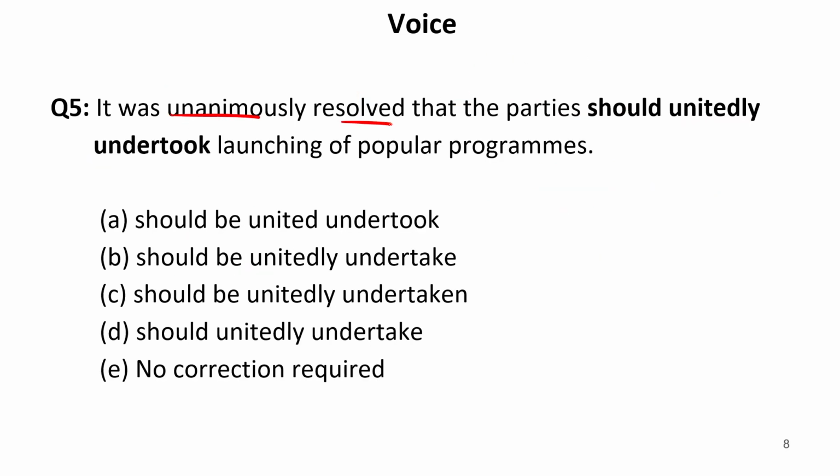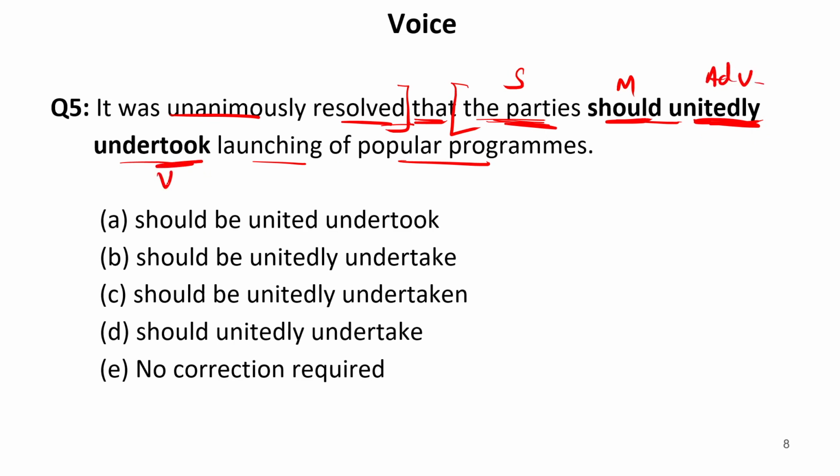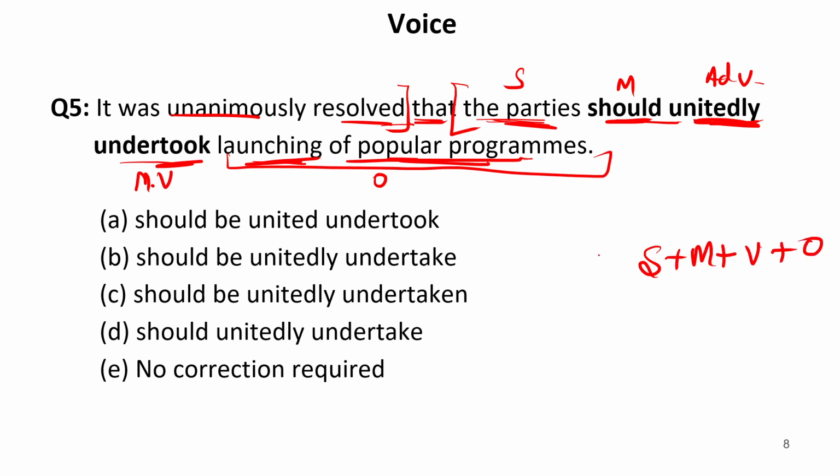It was unanimously resolved that the parties should unitedly undertook launching of popular programs. Again, it was unanimously resolved. This is one part of the sentence. That, now again the sentence begins. The parties, subject, should, modal or helping verb, unitedly, adverb, undertook, main verb, launching of popular programs. Now this launching of popular programs is the object. It means we have a structure of subject plus modal plus verb plus object. So this is an active sentence.